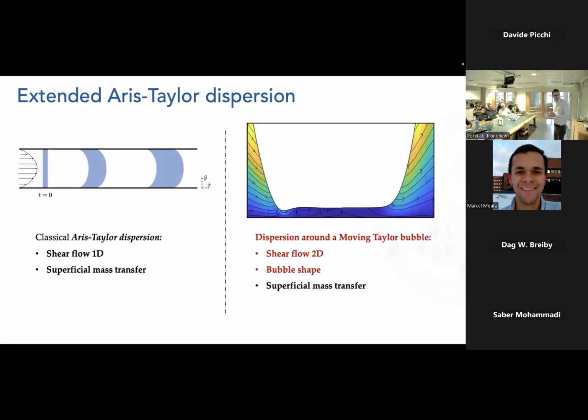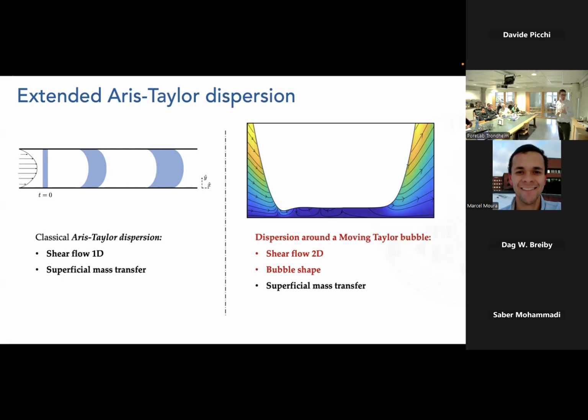Just to give a bit of context, I think everyone here is familiar with the classical Aris-Taylor dispersion problem, where we have a classical pipe with a Poiseuille-like velocity profile, and if you inject some concentration of a solute, it will spread according to the classical Aris-Taylor dispersion. The physical mechanism in a problem like this is just shear flow, which in this case is 1D, and you may have, at the walls, let's say, a superficial mass transfer mechanism. So basically, you can take or give some mass.